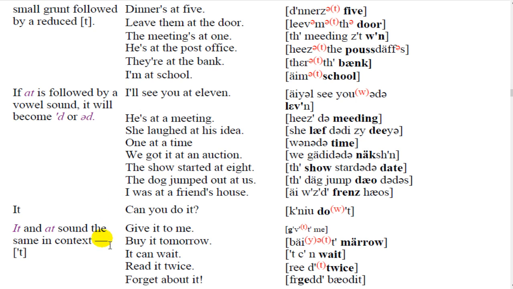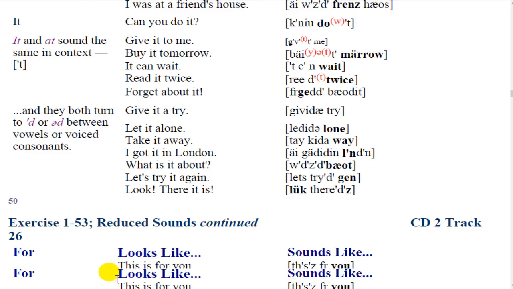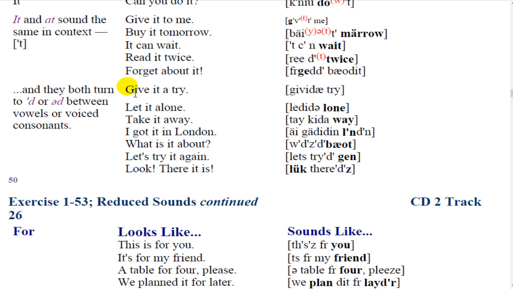Can you do it? Give it to me. Buy it tomorrow. It can wait. Read it twice. Forget about it. Give it a try. Let it alone. Take it away. I got it in London. What is it about? Let's try it again. Look, there it is.